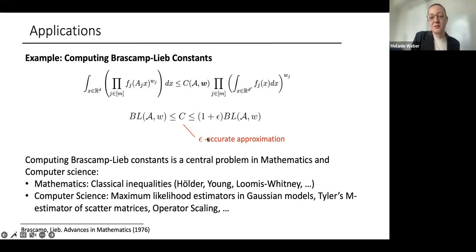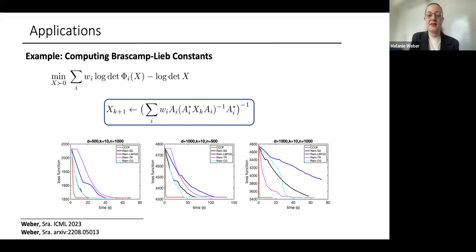Again here we're interested in some kind of epsilon accurate approximation of that constant, and we are interested in saying how many iterations we need to compute an epsilon approximate solution. One can show, and this map was proposed in another work by Suvrit and myself, that this problem can be solved again with a simple fixed point iteration.